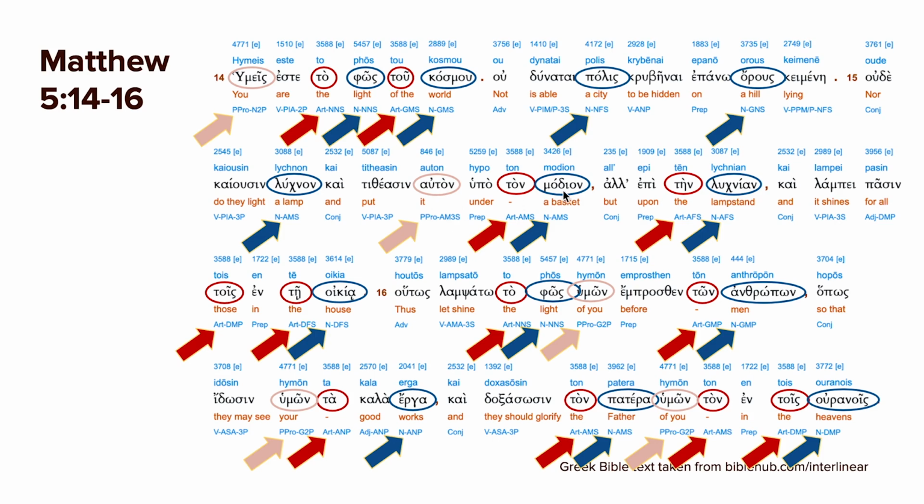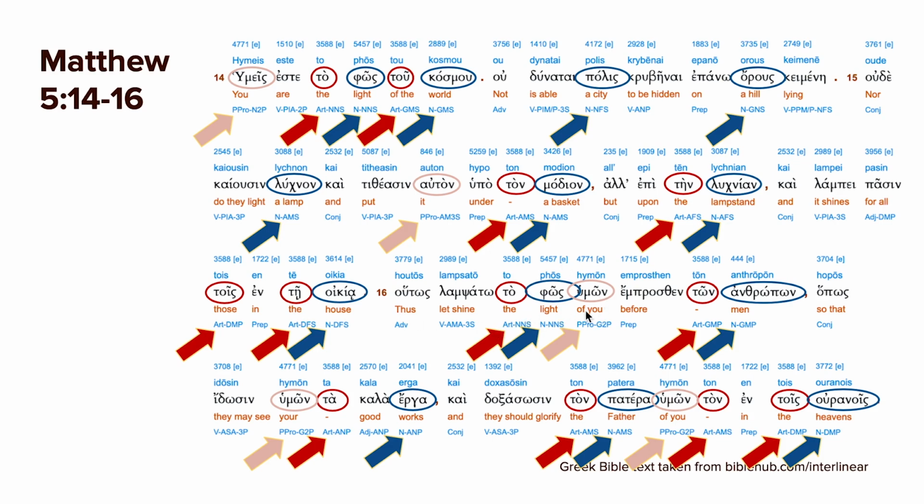Under a basket is ton madian, accusative, and then upon the lampstand is tan luknian, and that's again going to be accusative because it's following a preposition. And then those in the house. So this is pretty much standing for the people in the house. So it's kind of, you're using this article as a personal pronoun. Te oikia is the dative of the house.